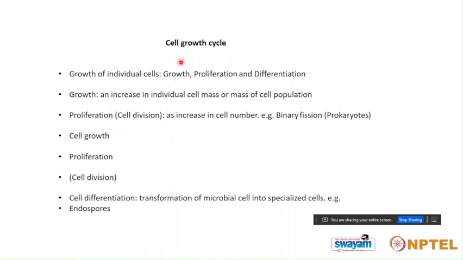In order to model cell growth, we should study how the cell growth cycle is happening. Growth of individual cells involves growth, proliferation and differentiation. Growth refers to increase in size of the cell, proliferation refers to increase in number, and differentiation refers to differentiation of a particular cell into specialized cells. So growth of individual cells involves growth, proliferation and differentiation.